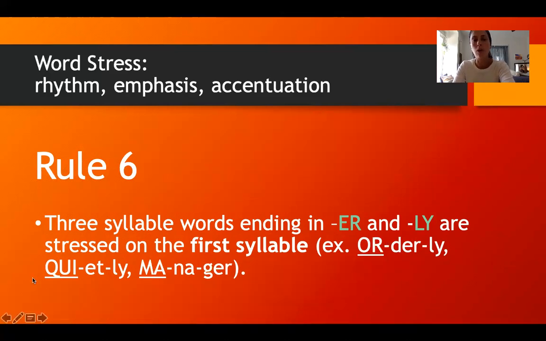And orderly and quietly, those are going to be adverbs, but we are going to focus on this first stress, okay? Because we're not saying orderly, quietly. We are focusing on the beginning of the word here.